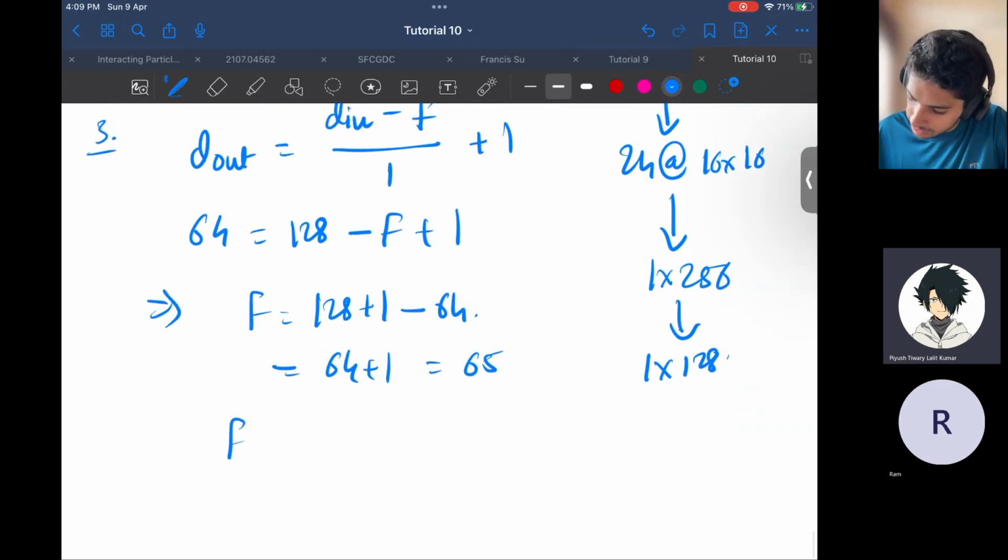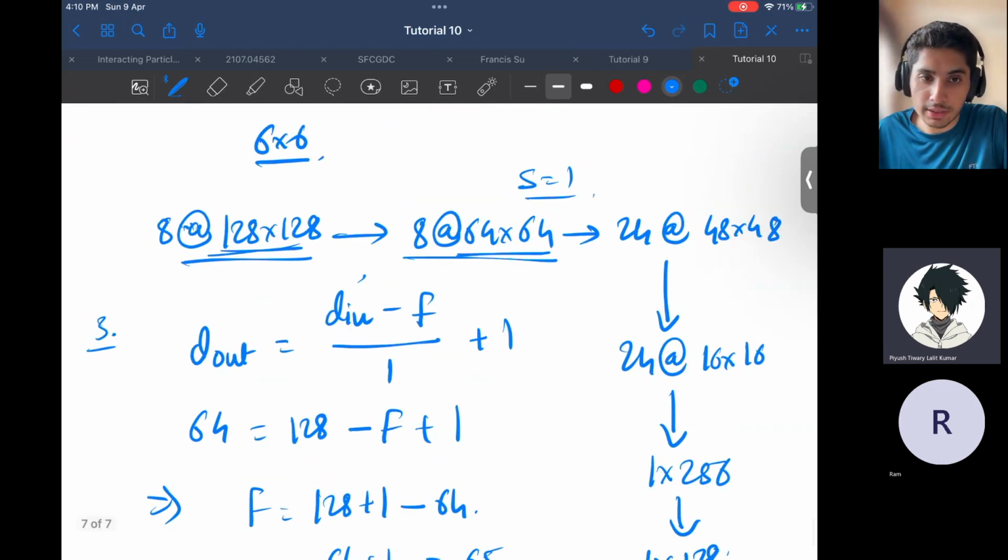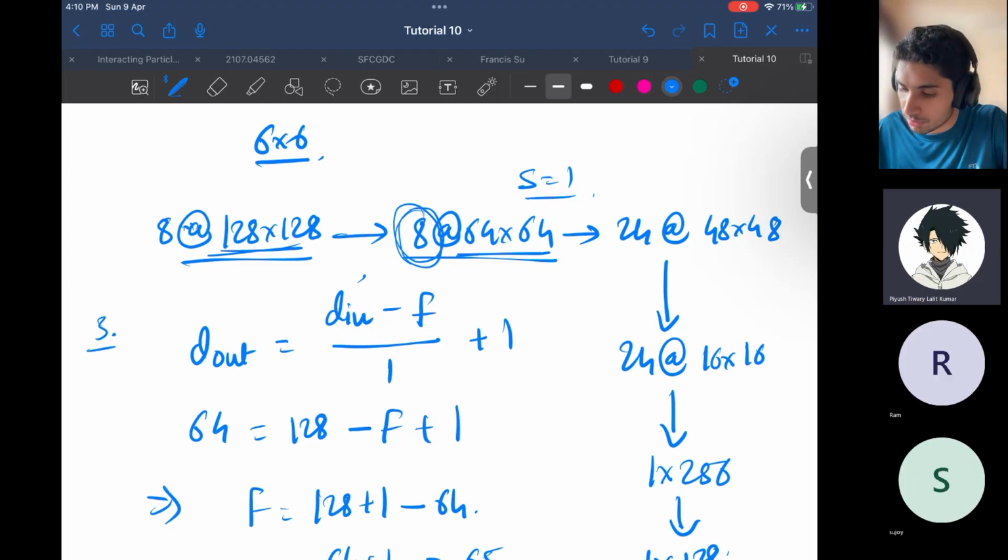So this means that filter size at least should be 65 cross 65. How do we determine the number of filters that we have? Well, you just look at the number of output. Just look at the depth of the output. Okay, so it is 8, right?